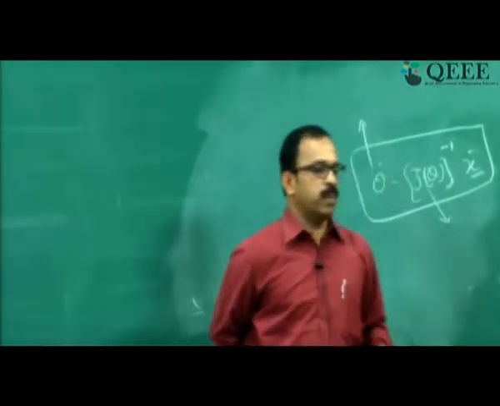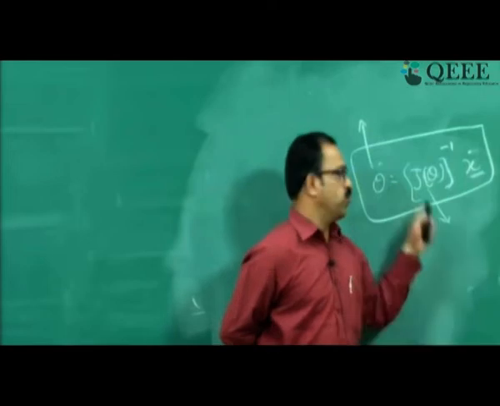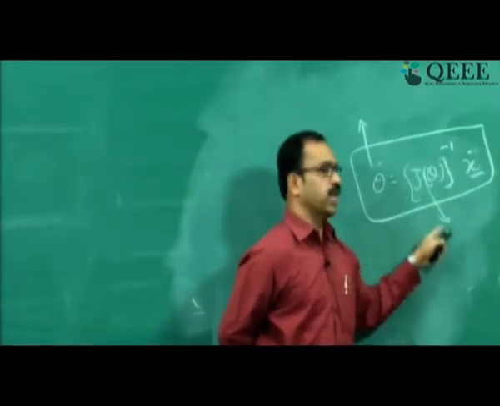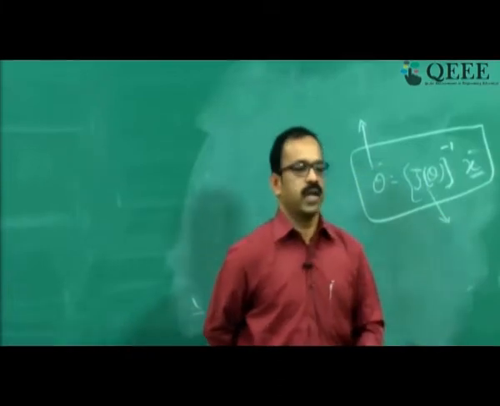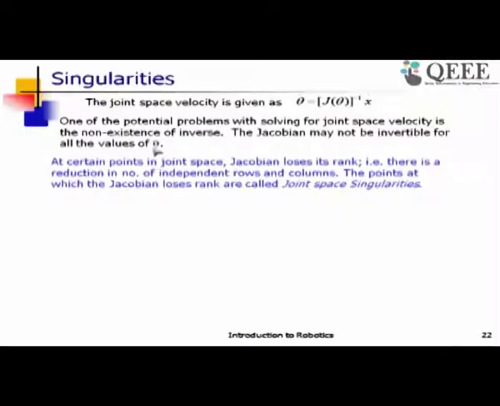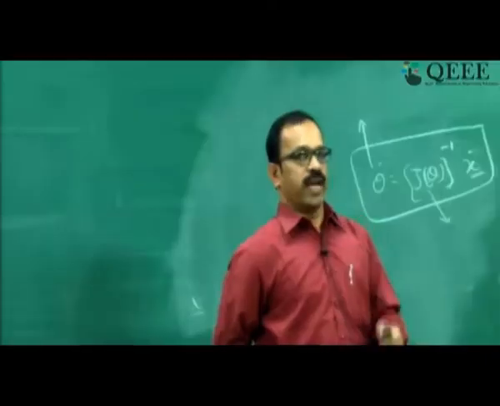So the Jacobian may not be invertible for all values of theta. Because of theta, J will have some particular properties, or it loses its rank, and then you won't be able to get the inverse. So at certain points in joint space, the Jacobian loses its rank. There is a reduction in the number of independent rows and columns, and the points at which the Jacobian loses rank are called the joint space singularities.